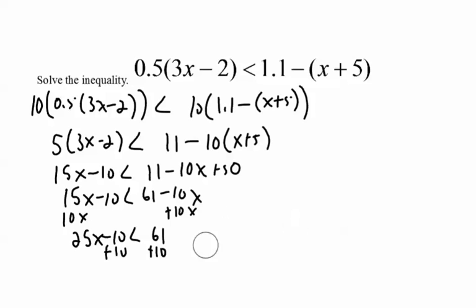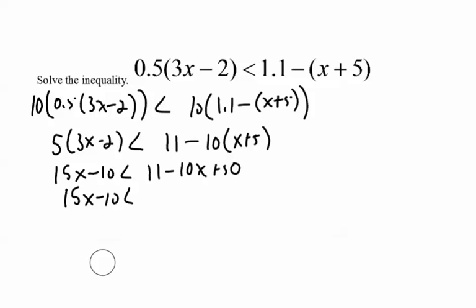I'm going to back this up. I apologize. I made a mistake right here. Back it all the way up. And where do you think I made a mistake? Right here. Oh, and it's not plus 50, it's minus 50. So that changes the game a little bit. It's 11 minus 50.